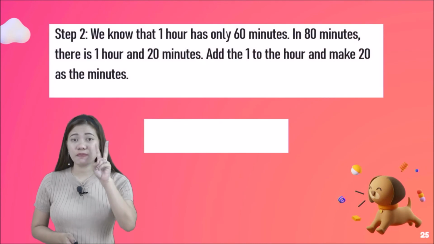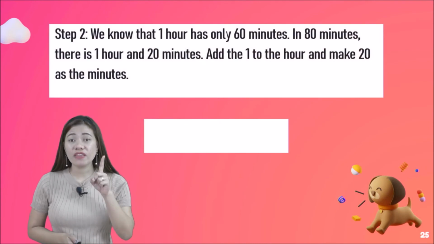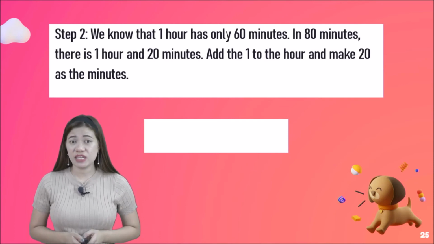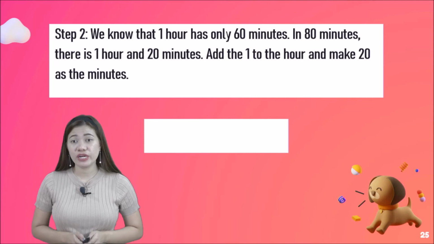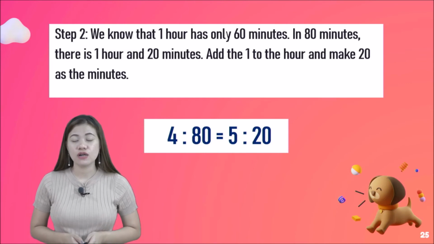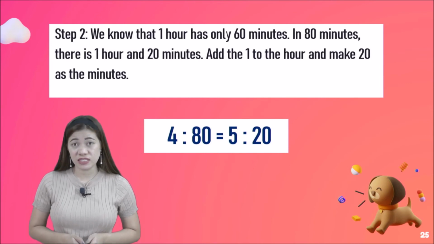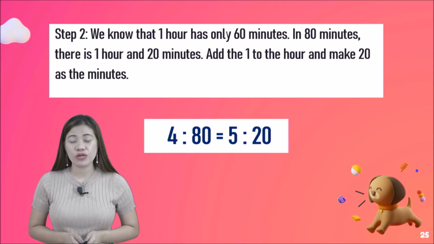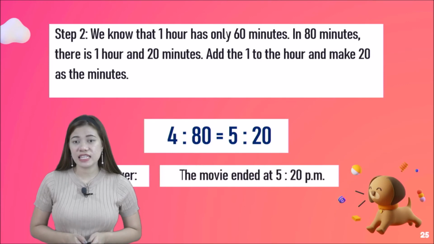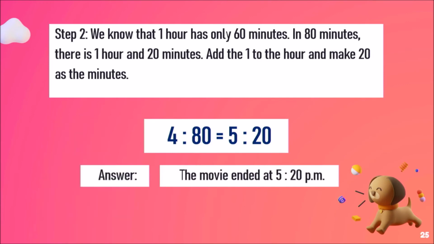Okay, kids, step 2, we know that 1 hour has only 60 minutes, right? In 80 minutes, there is 1 hour and 20 minutes. So, what we will do? Add the 1 hour to the hours and make 20 as the minutes. So, here is the final answer. 4 hours and 80 minutes is equivalent to 5 hours and 20 minutes. Again, kids, the movie ended at 5:20 p.m.